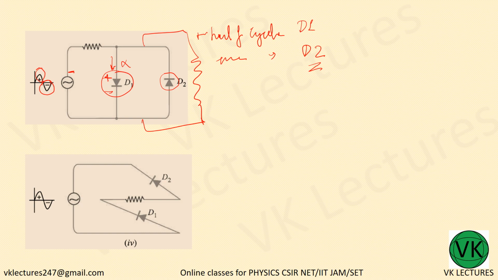Now here, if it is positive, let me write positive and negative, it will not conduct. But what about this one? This is also in series connection, so this also will not conduct. Both will not conduct in the positive half cycle, but for the negative half cycle, both will be conducting.